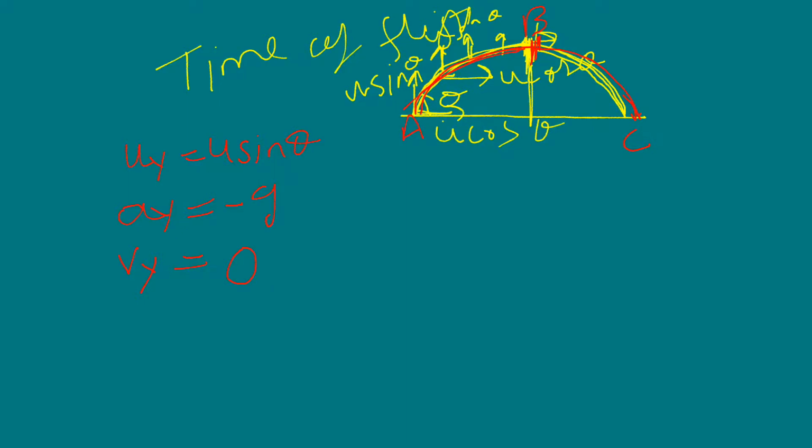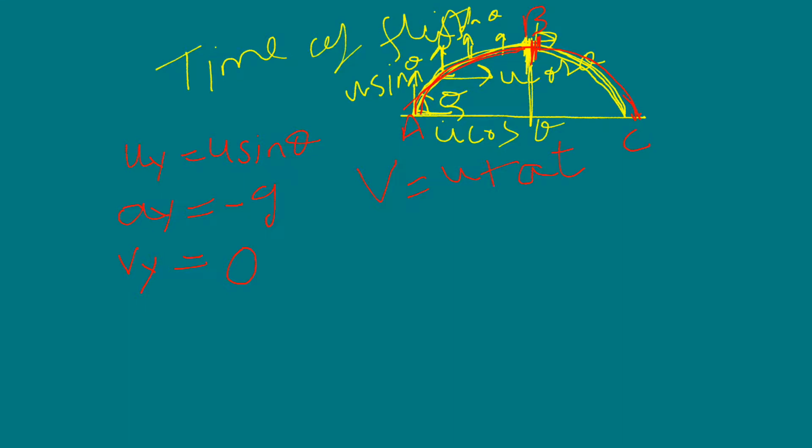If we want to find time, we have three kinematic equations. v square equals u square plus 2as, s equals ut plus half gt square. Here, in s equals ut plus half gt square, time is there, and v equals u plus at also has time. So we can use the equation v equals u plus at to derive this.